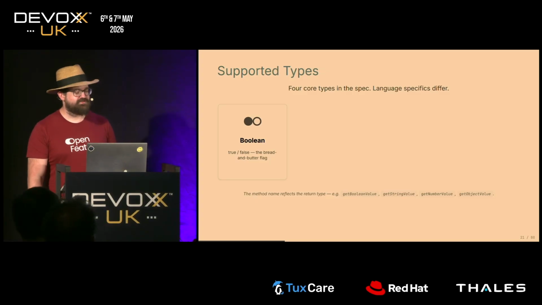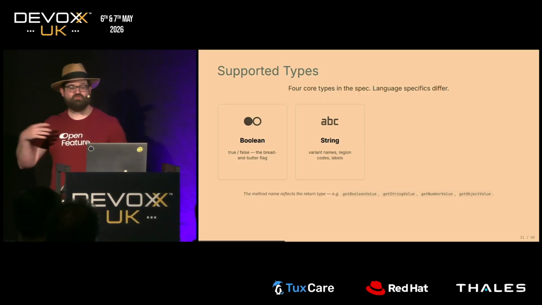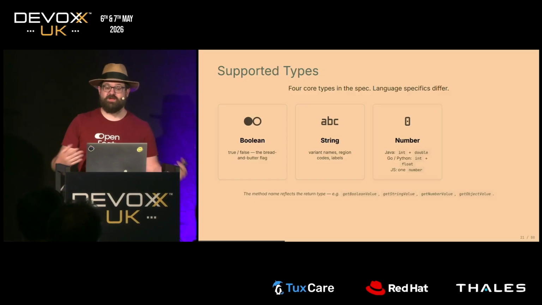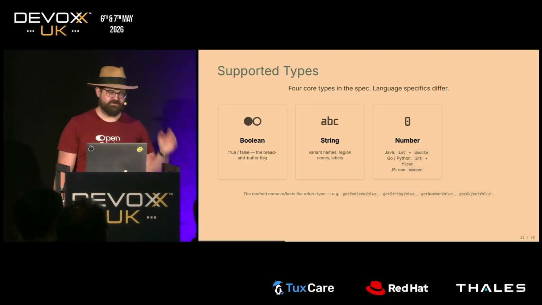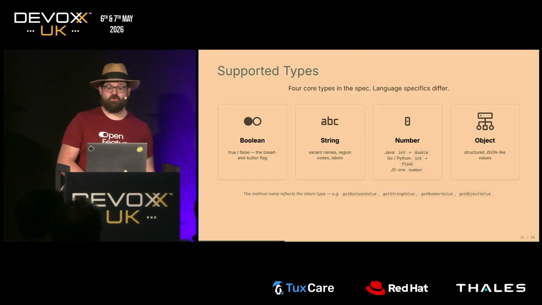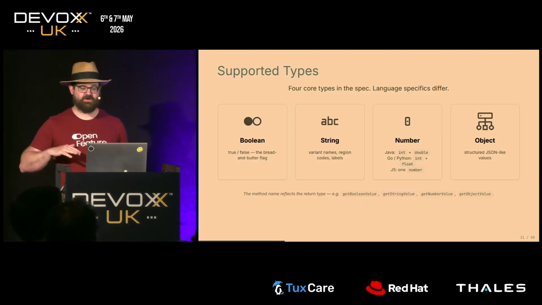butter. We support that. But we also have strings in there, so you can have variant names, region codes, labels, or anything you can imagine as a string. We have numeric values. In Java, it's int and double. In Python, it's int and float. In JavaScript, it's just number, so you can store numeric values there. Or even objects, so people use that, for example, for thresholds, for upper and lower bounds.